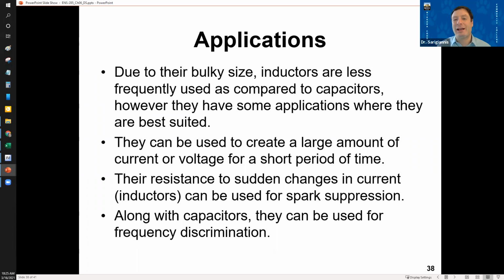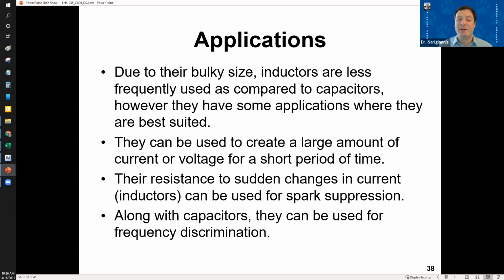Inductors are pretty bulky. They're less frequently used than capacitors, but they do have certain applications where they can be used. Oh yeah, I never talked about applications for inductors. So one of the things they might be used for is to create a large amount of current or voltage for a short time period, right? And because they have resistance to sudden changes in current, they can be used for spark suppression, right? So a place where you might not want the current to spike, or go up rapidly outside of your control.